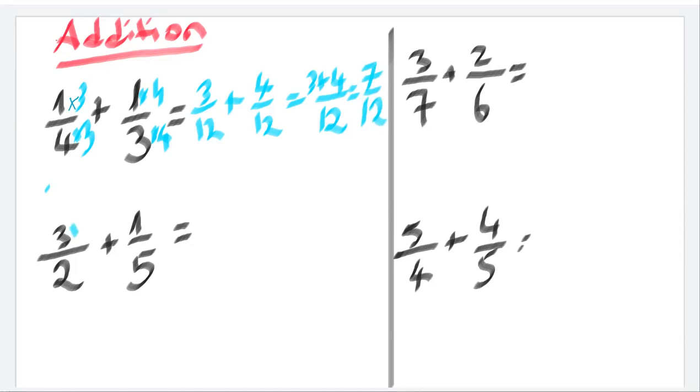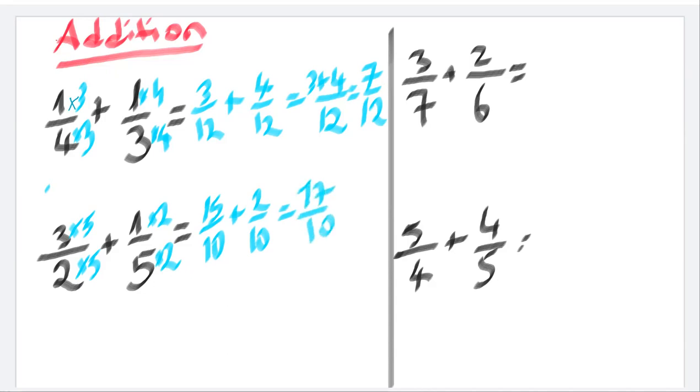So the bottoms are 2 and 5. To make them equal, we multiply by each other for each fraction, both sides. So the first one is 15/10. Second one is 2 times 1, 2/10. And now bottoms are the same. We can add the top parts. 15 plus 2 is 17/10.